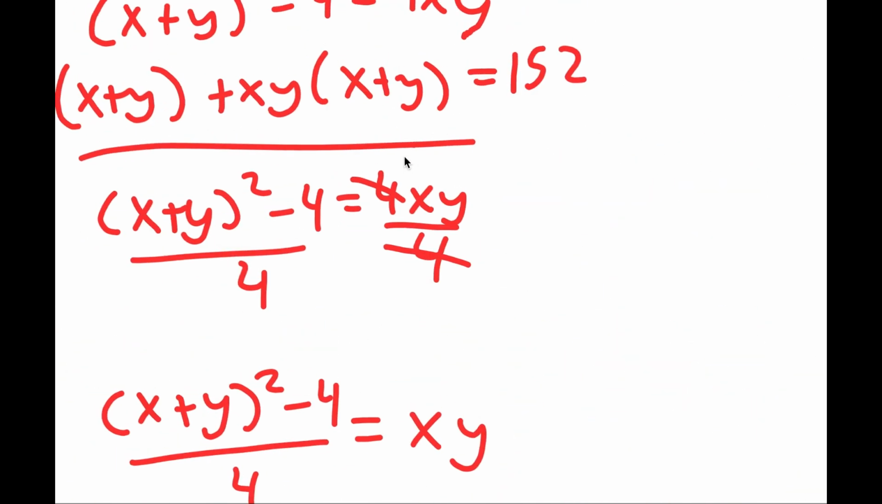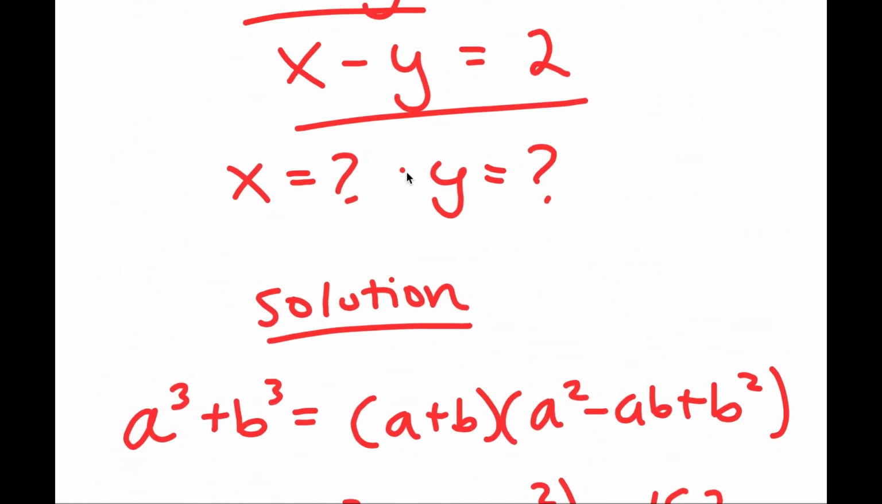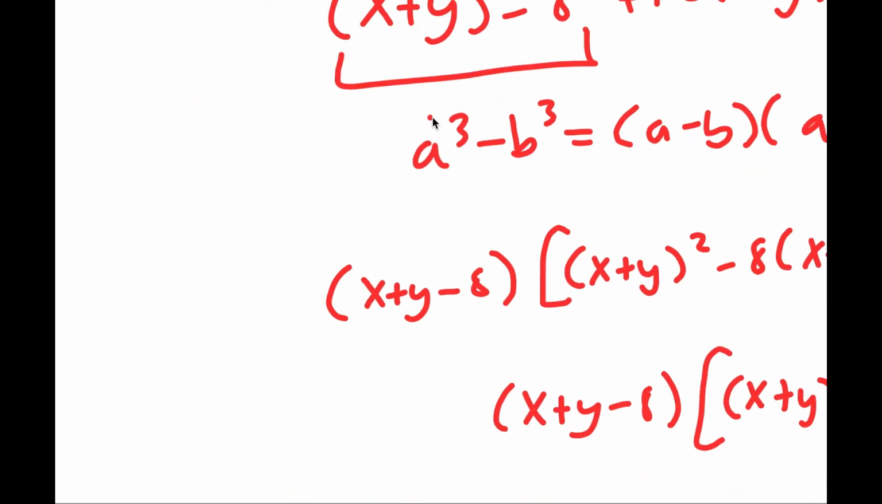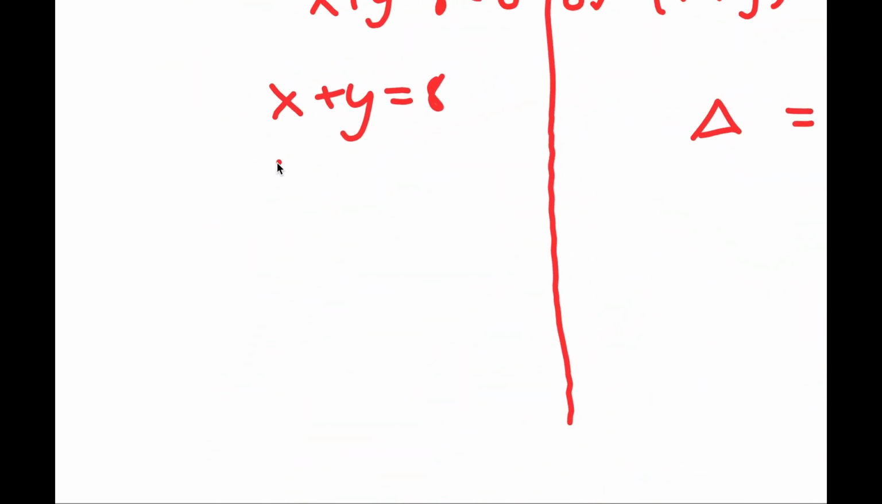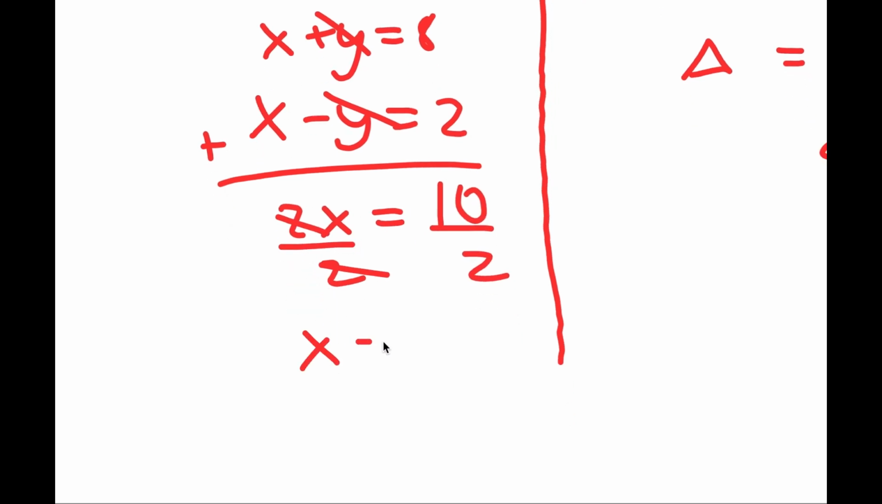And now recall from our start here that x minus y is equal to 2. So if we know that x plus y equals 8 and x minus y equals 2, all I have to do is add these two. So y minus y is simply 0. X plus x is 2x. So I get 2x is equal to 8 plus 2, which is 10, meaning x is equal to 5.